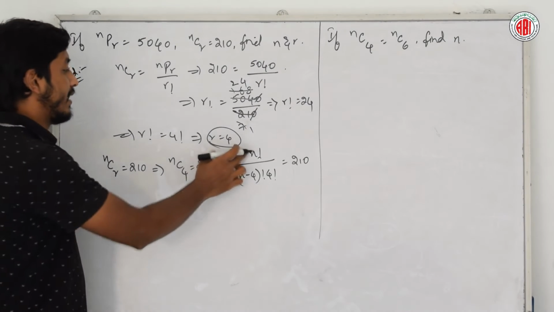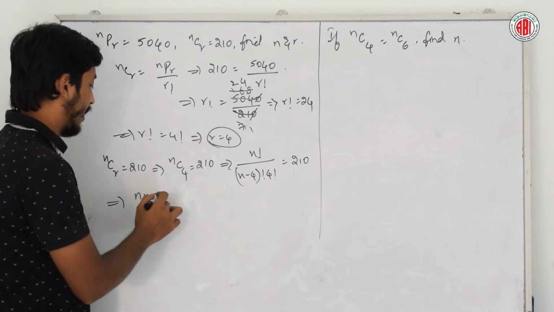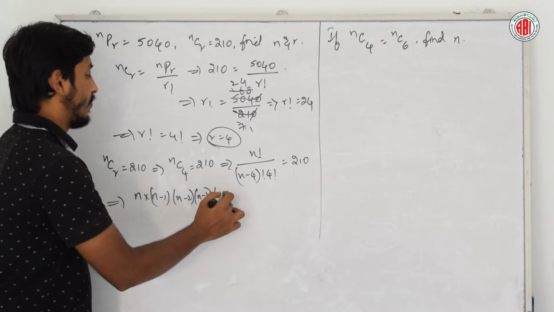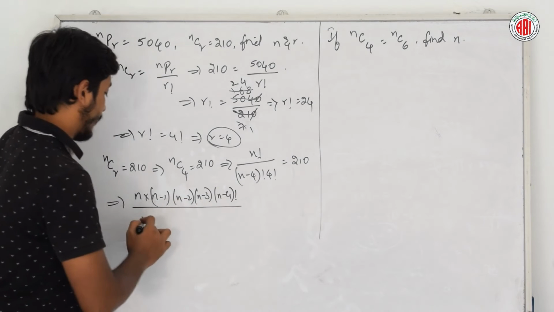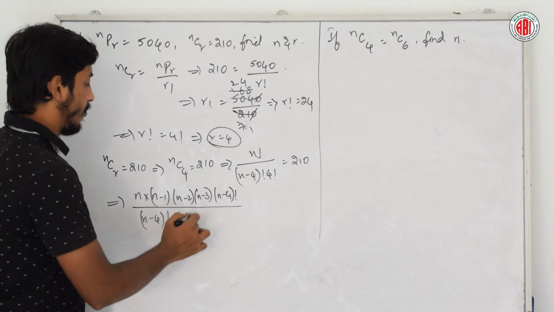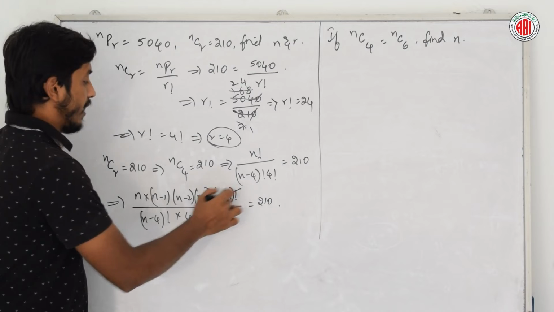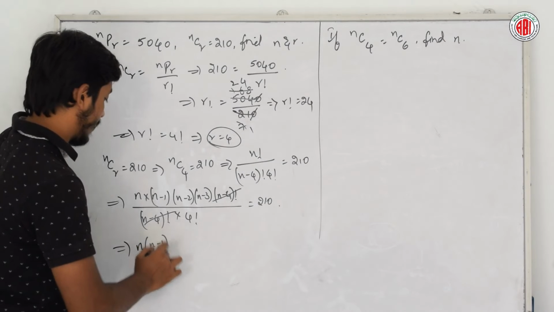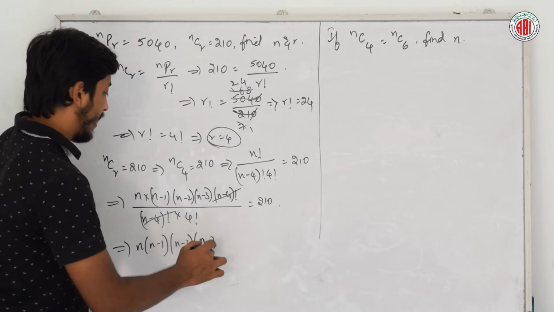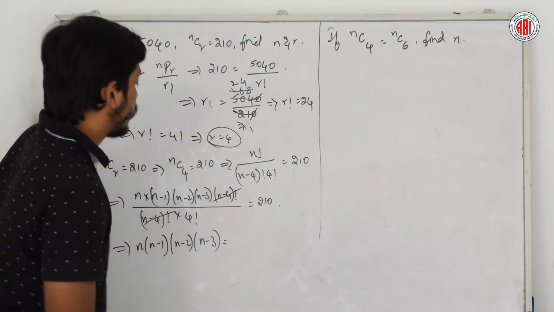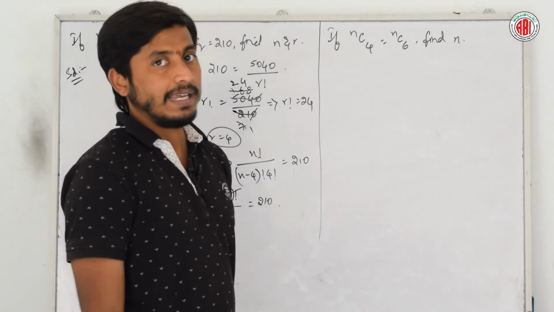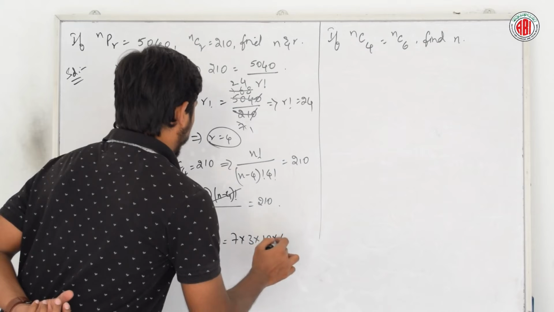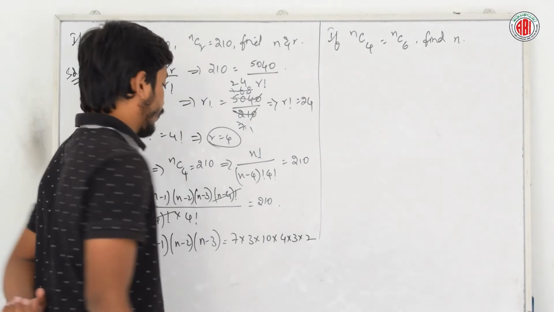Now, what is n factorial? n into (n minus 1) into (n minus 2) into (n minus 3) into (n minus 4) factorial, divided by (n minus 4) factorial into 4 factorial, that is 210. If you observe, these both will get cancelled, right? Now let us simplify this. (n minus 1)(n minus 2)(n minus 3) is equal to, here 210 can be written as 7 3s are 21 into 10. 7 into 3 into 10 into 4 3 2.